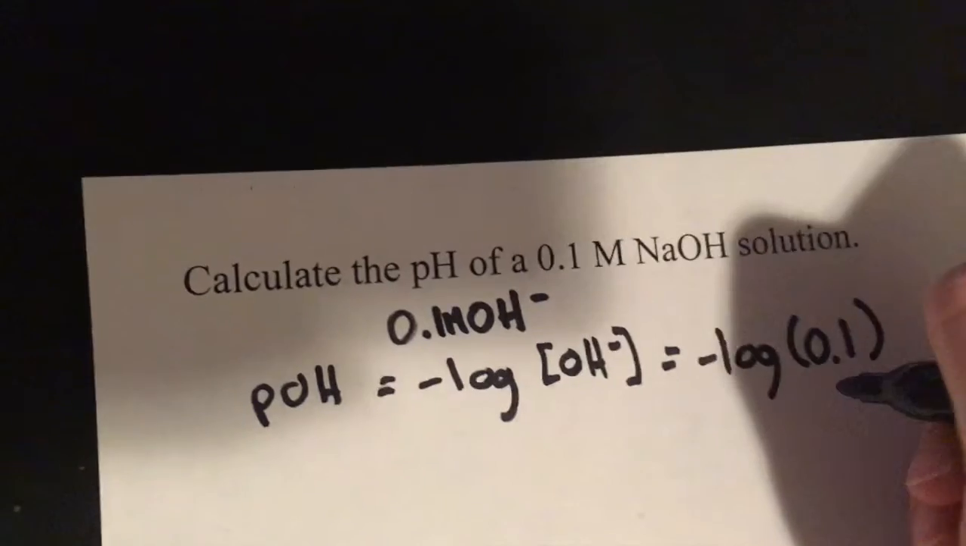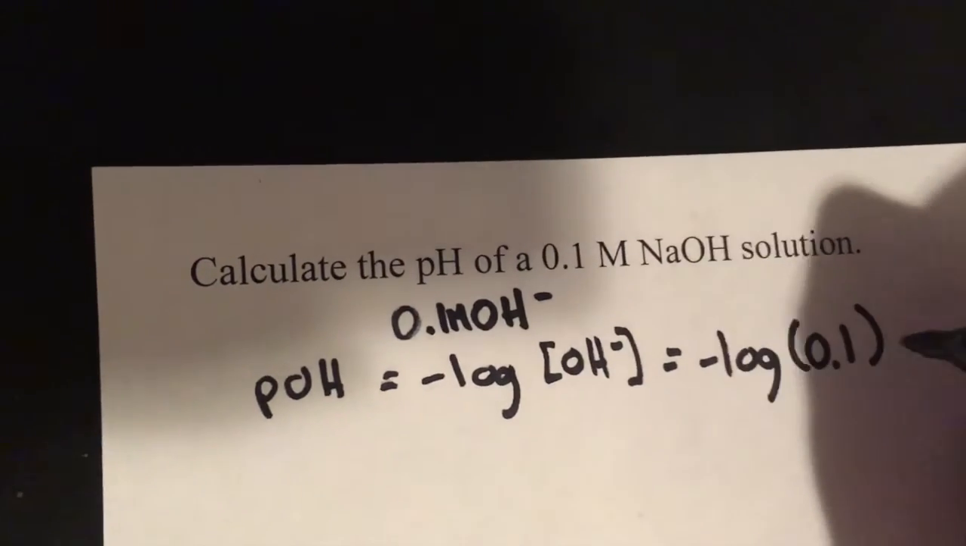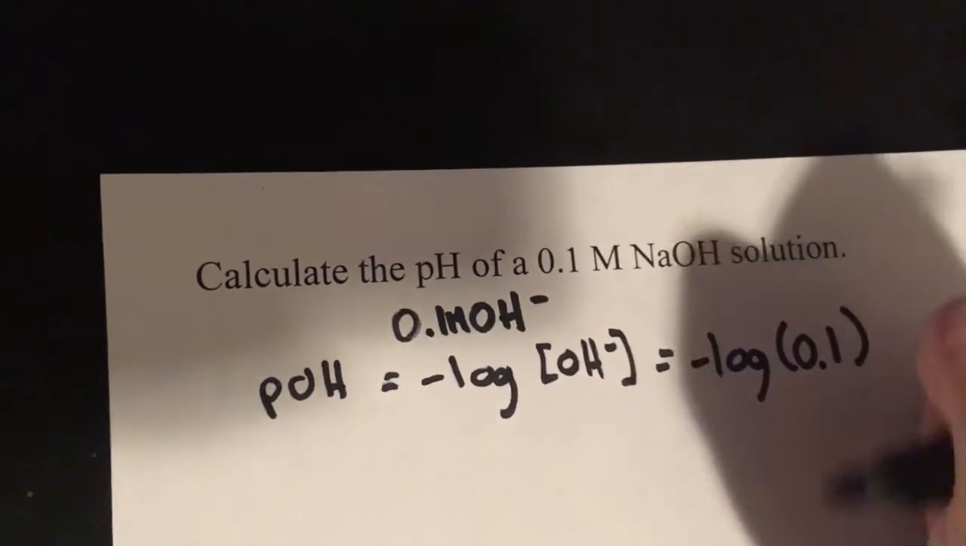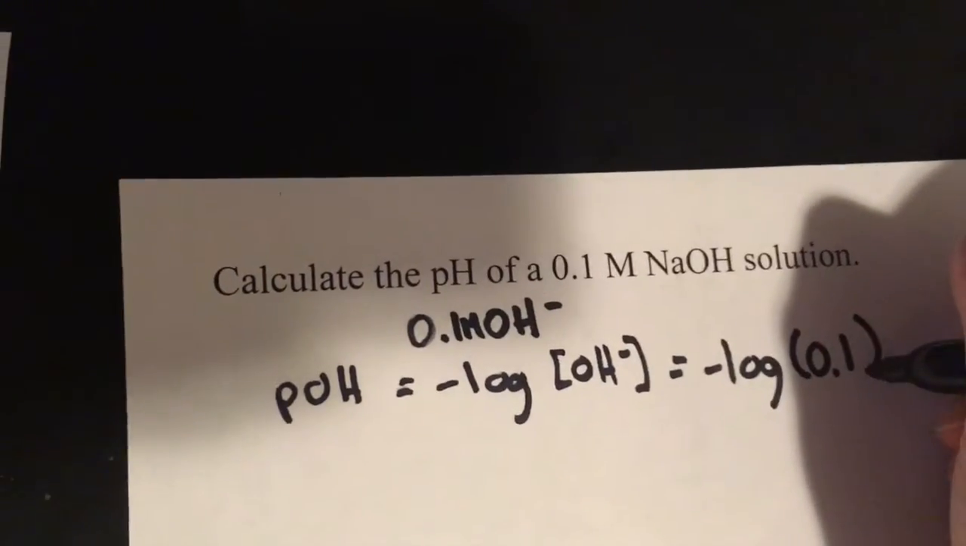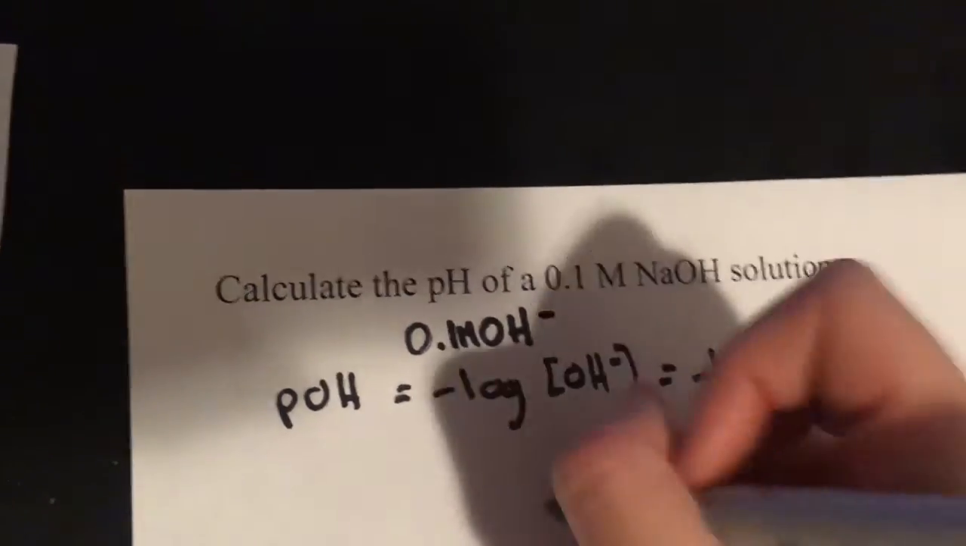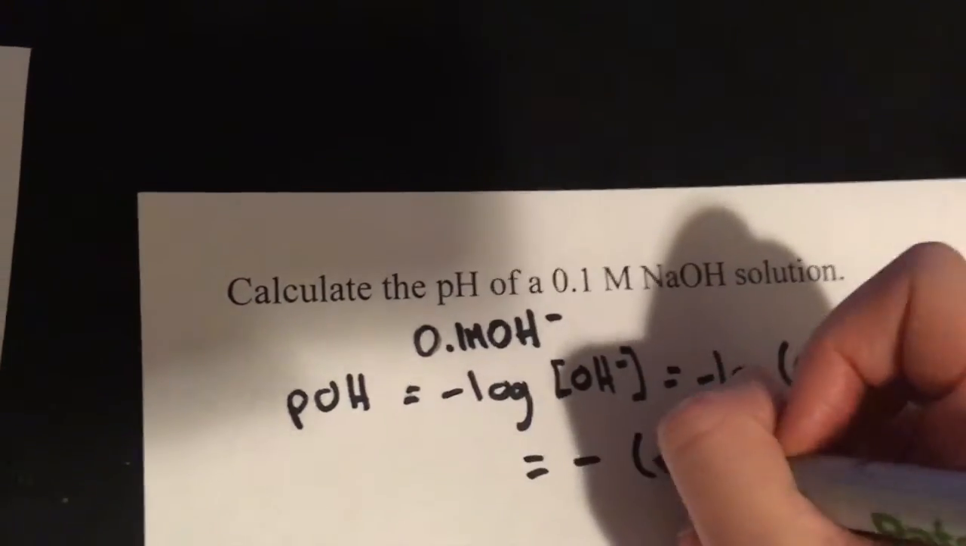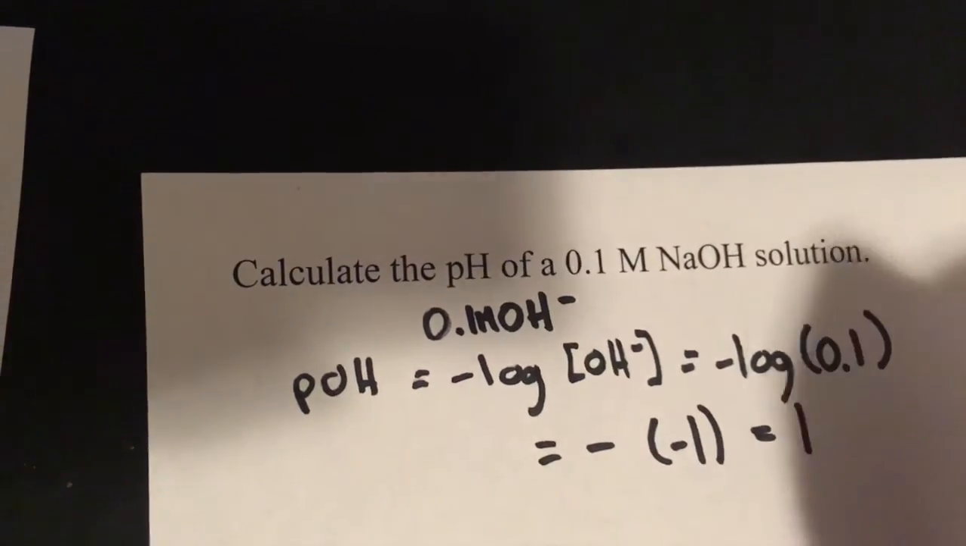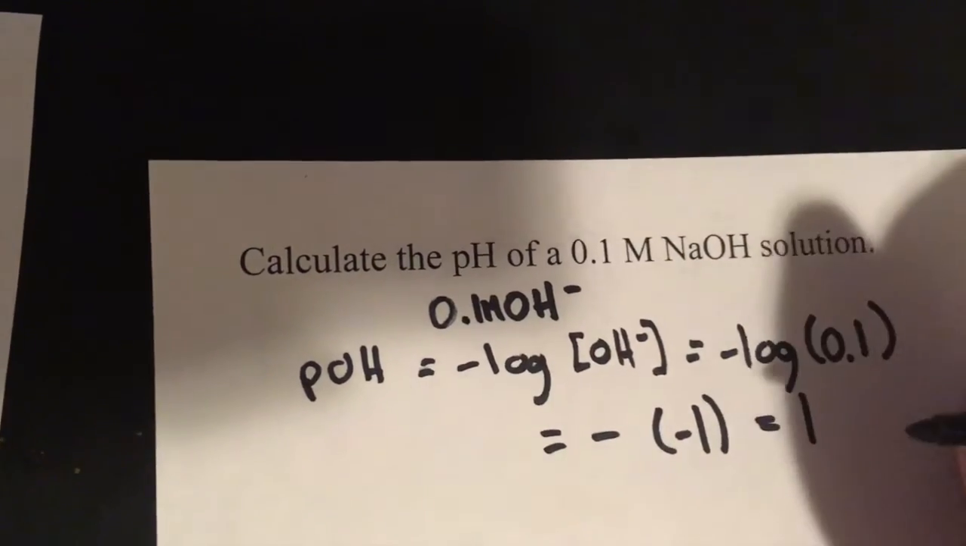Okay, the log of 0.1 is saying 10 to what power gives me 0.1, right? 0.1 is 1/10, so 10 to the negative 1 gives me 0.1. So this is going to be equal to negative 1, aka 1. So I have a solution that has a pOH of 1.